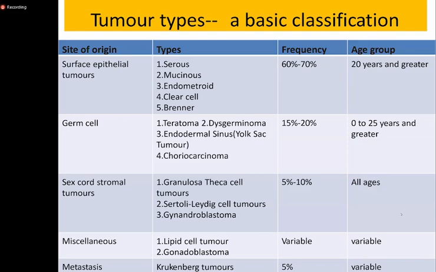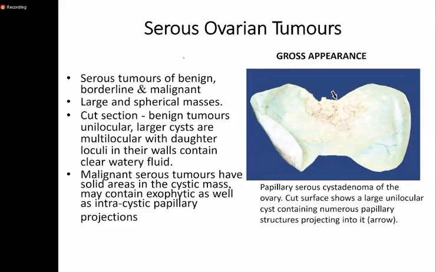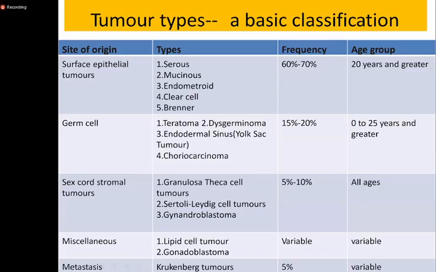Anyway. And then there is metastatic disease that forms about 5%, and the age of presentation is variable. So let's now look at the surface epithelial tumors, and we'll go through this list: serous, mucinous, endometrioid, clear cell tumors, and Brenner tumors. Okay, and then we'll just go down the list.